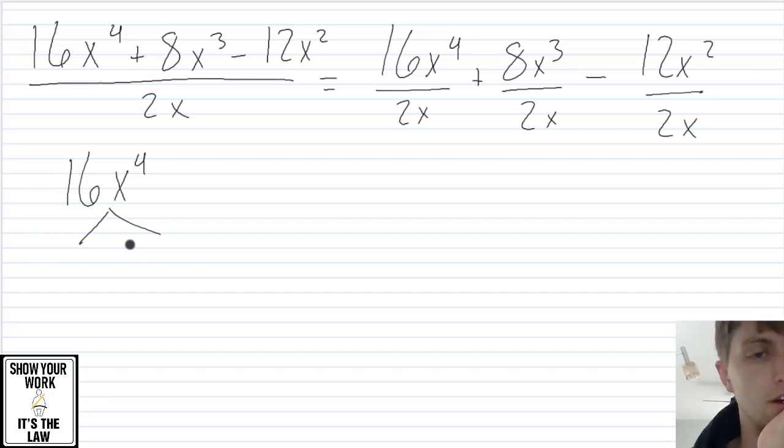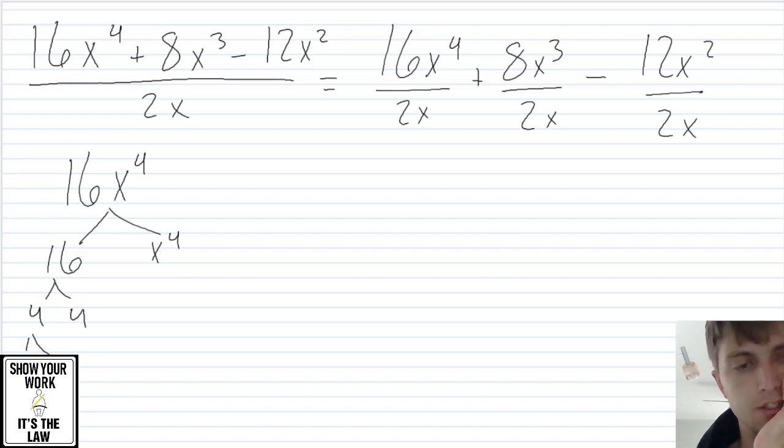So right here we have 16x to the power of 4. So first let's break it up into 16 times x to the power of 4. 16 is the same as 4 times 4, which is 2 times 2, and 2 times 2. X to the power of 4 is the same as x to the power of 2 times x to the power of 2, which breaks down into x and x, okay?